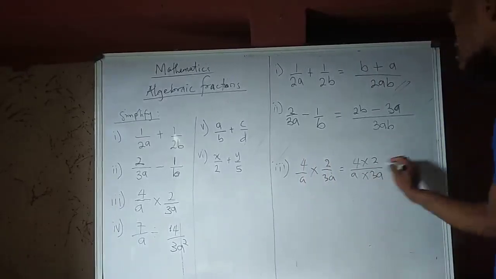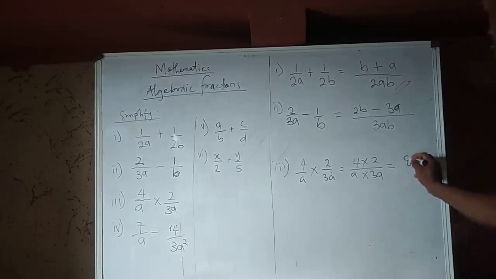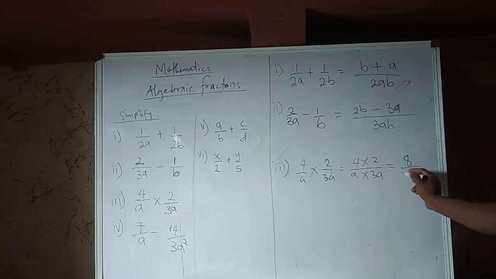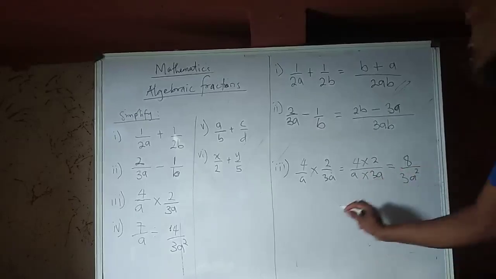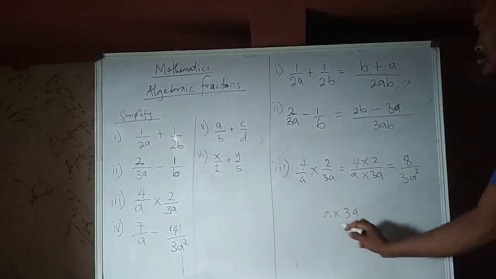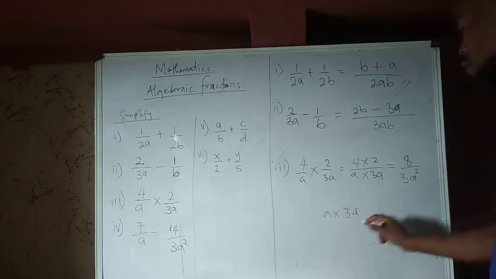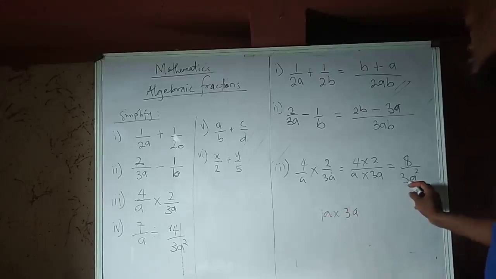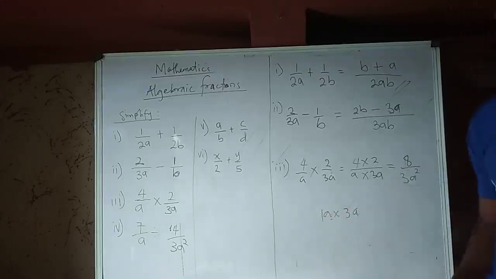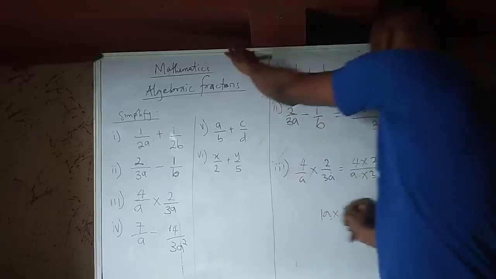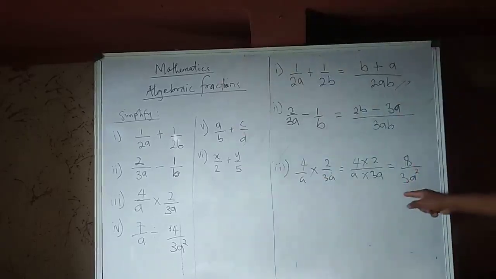So 4 times 2 is simply 8, right? And a times 3a will give us 3a squared. Let me show you. a times 3a, a times a will give us a squared. This is like saying 1a times 3a. So 1 times 3 is 3. a times a is a squared. Alright, so that's why we get 3a squared. So that's the simple form of that. Nothing else can be done further.